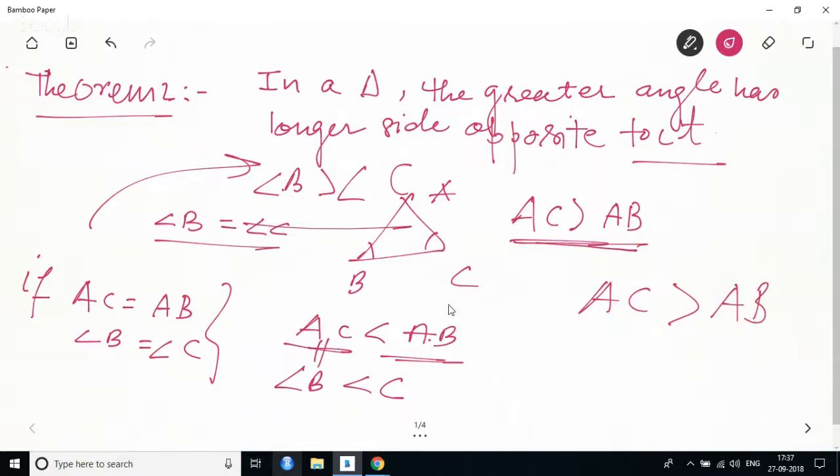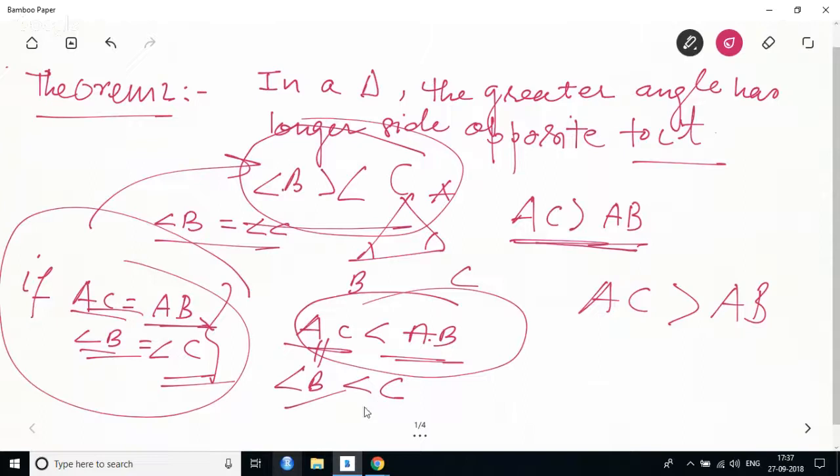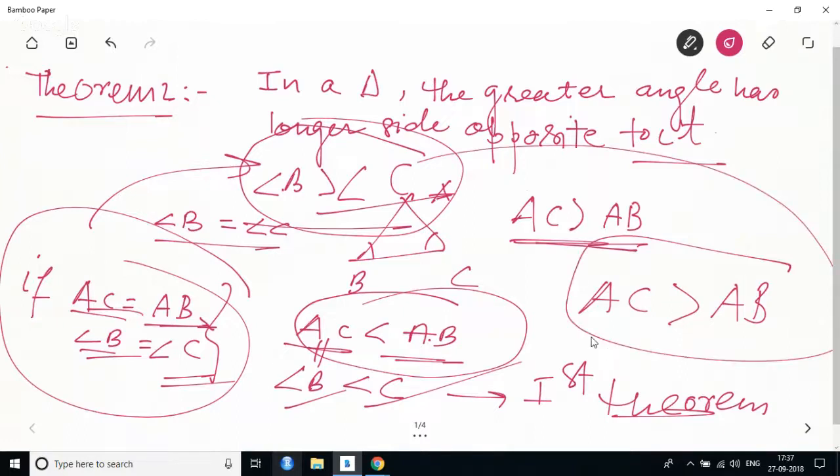So in this particular proof, what I am trying to say is that AC is not equal to AB, because if AC is equal to AB, both angle B and C would be equal, which is opposite to my condition given that B is greater than C. I am saying that if AC is lesser than AB, angle B would be lesser than C by the first theorem, which I just proved. So this is also opposite to what I have assumed earlier. So there is only one case left out, that AC is greater than AB. So this is how you prove this.